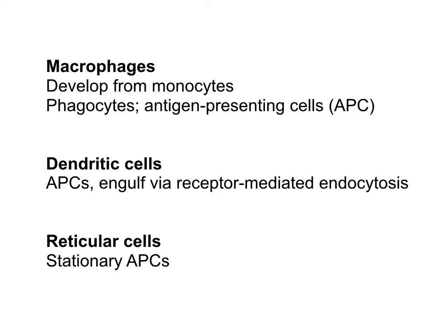Dendritic cells perform kind of the same function. They act as antigen-presenting cells. However, they do not perform phagocytosis. They're going to use receptor-mediated endocytosis to bring the pathogen into the cell. Now, dendritic cells are mobile, just like macrophages. You can find them in your epidermis. They're present in your mucous membranes, and you'll find them in various lymphatic organs.